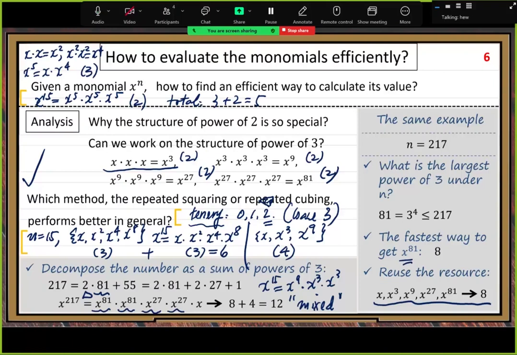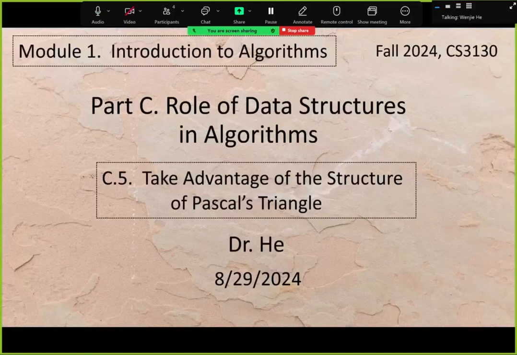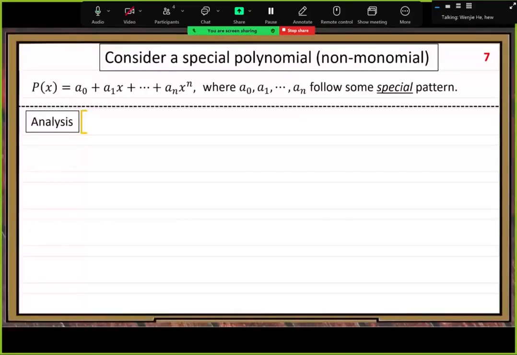Then we move to the last topic, 3.5: take advantage of the structure of Pascal's triangle. For this topic, we need to use a special structure called Pascal's triangle. All right, let's look at the question.